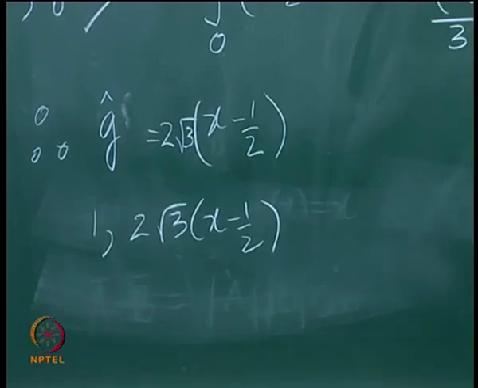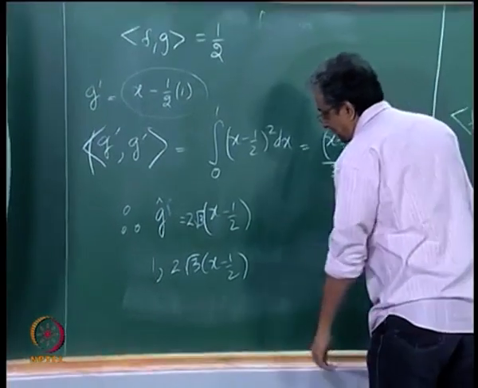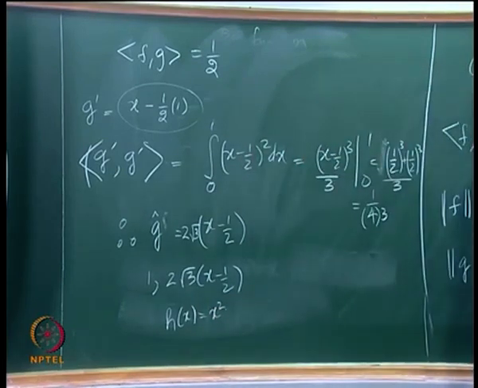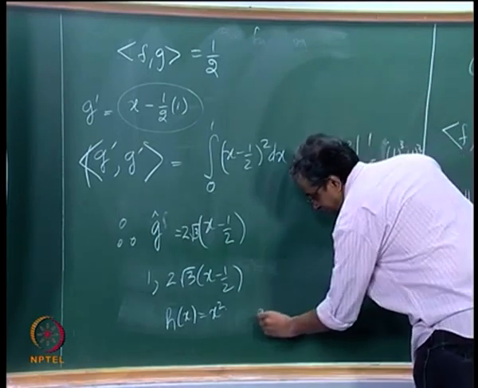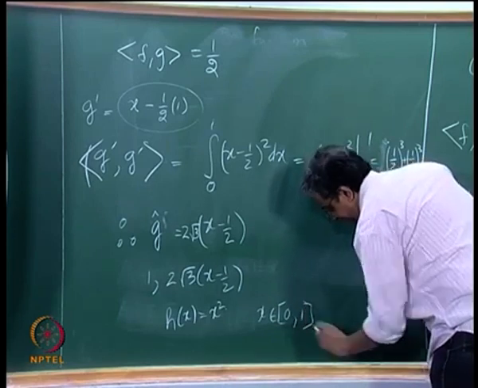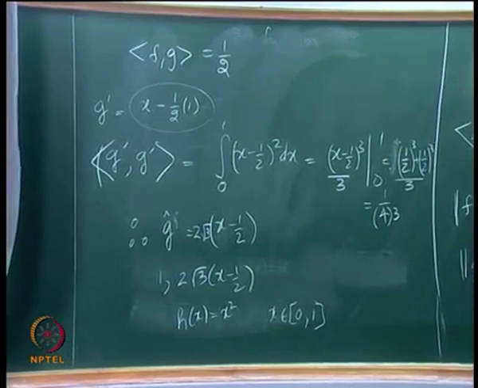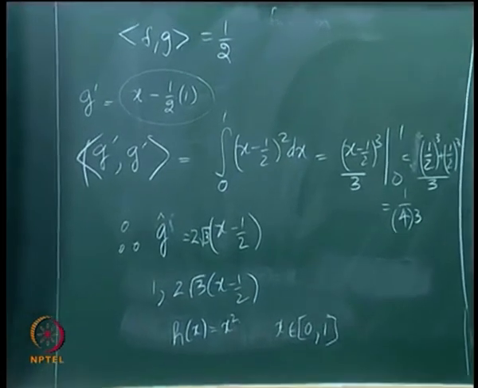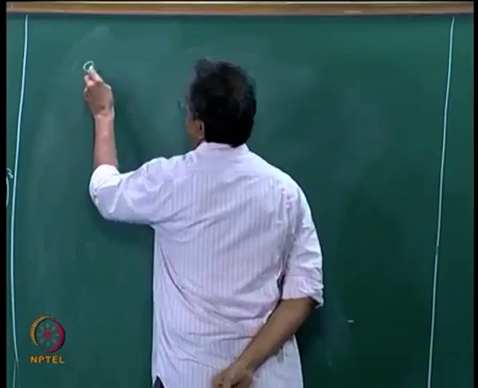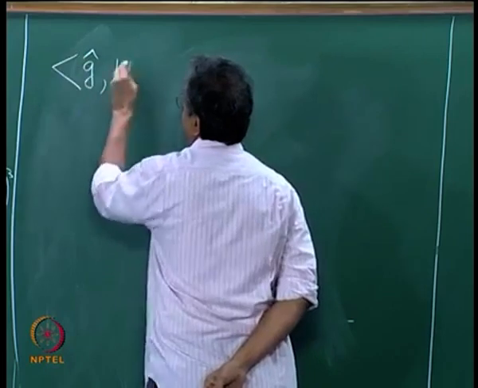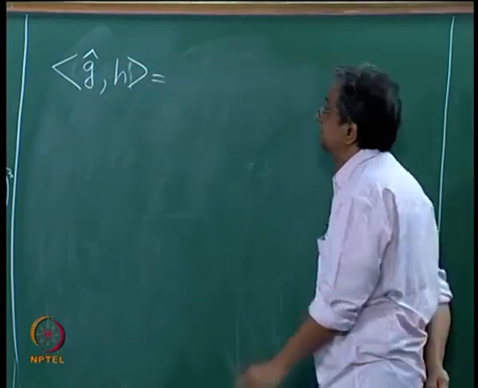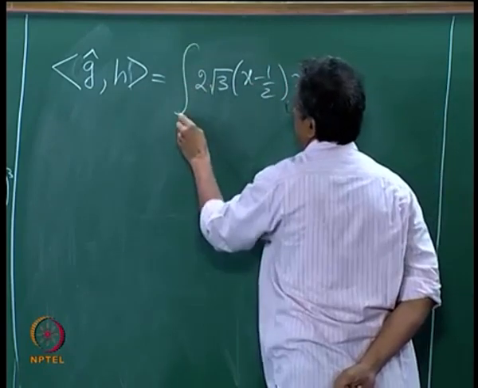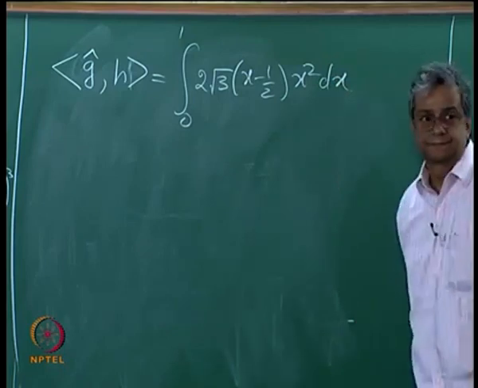Let me add a third vector into the mix. What if I added x squared? I define an h of x which is x squared, still on the interval 0 to 1. What is G hat dotted with h? That is the integral from 0 to 1 of 2 root 3 times (x minus 1/2) into x squared dx. Is that fine?